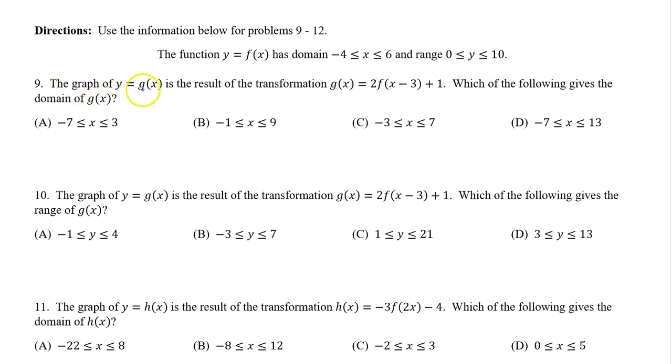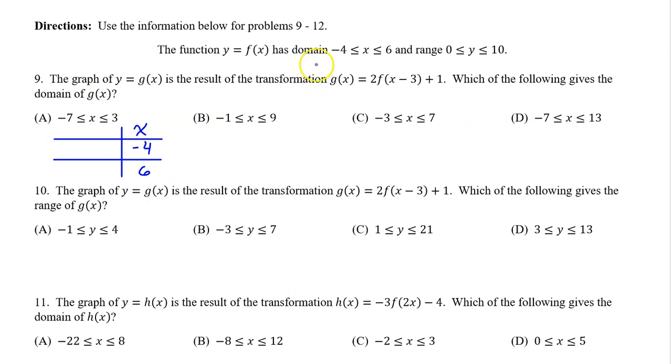The graph of y equals g of x is the result of the transformation g of x equals 2 times f at x minus 3 plus 1. Which of the following gives the domain of g? The domain is the set of x values, which started off from -4 to 6. What transformations do you see here that would affect the x values?